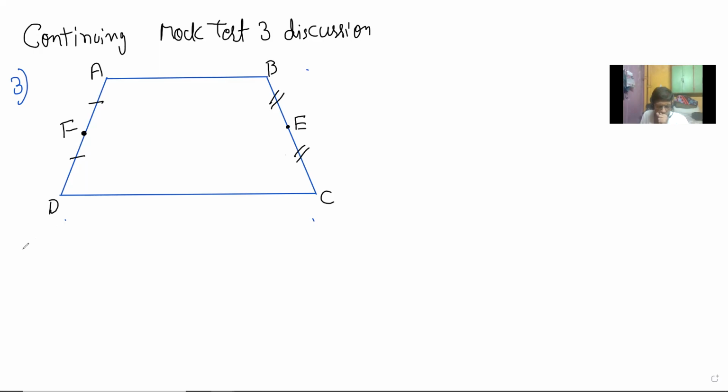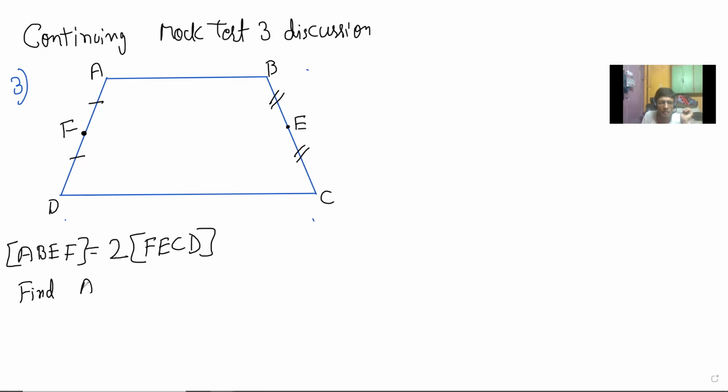So the area of ABEF is twice that of FECD. Okay. And we also know the midpoint. Now, using all this, we want to figure out the ratio of AB to DC. Okay. Find AB by DC. So you guys can tell me how you do this if you have done it.